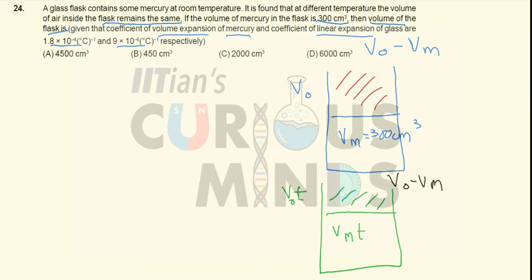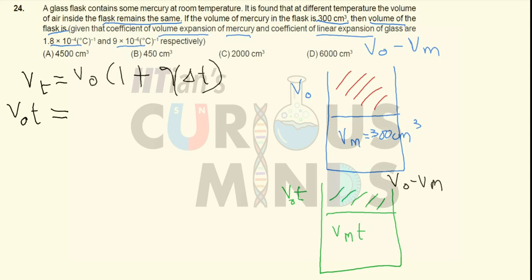First of all, we will use the volumetric expansion in order to calculate the volume of the flask. Now over here we can use the formula Vt is equal to V0 into 1 plus gamma into delta T. This is for the glass. Now let me substitute for the glass. The volume at T degrees Celsius will be equal to V0 at T. It will be equal to V0, the original volume, I do not know the value.